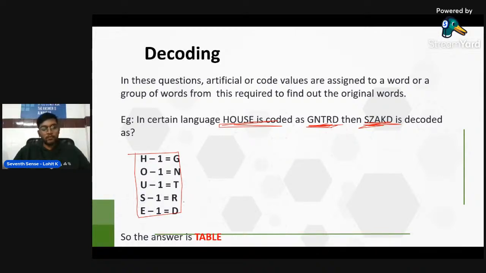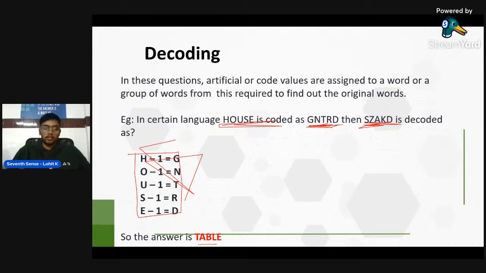So you have to do the opposite. What is the opposite? You have to do the plus. So what is s plus 1? T. What is z plus 1? A. What is a plus 1? B. What is k plus 1? L. What is d plus 1? E. So the answer you're going to get is table. Whatever you have done in the coded message, you have to do the opposite. So that is your decoding.